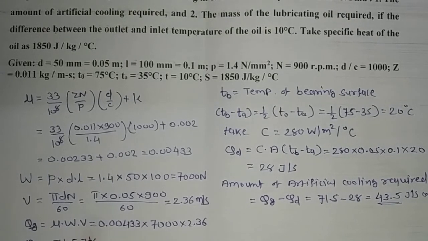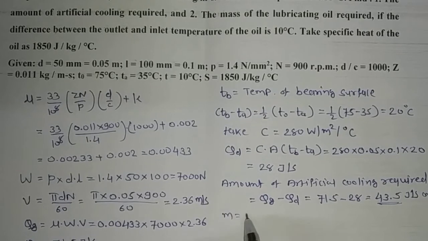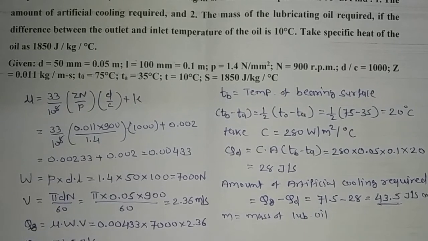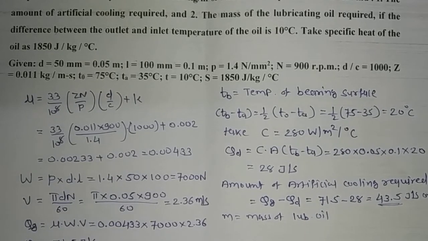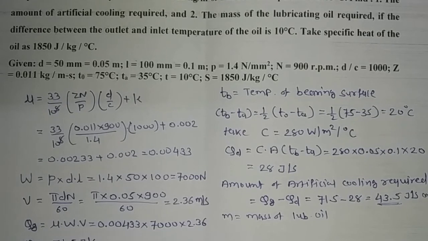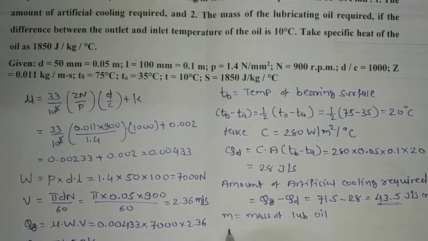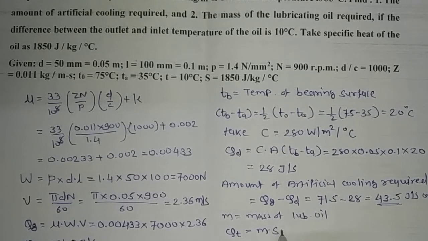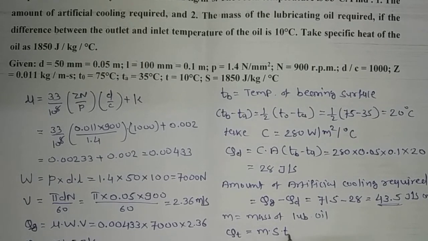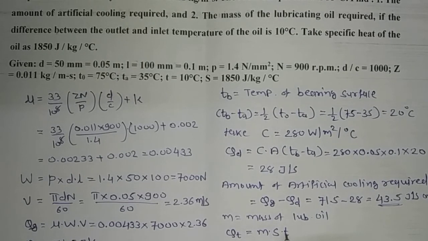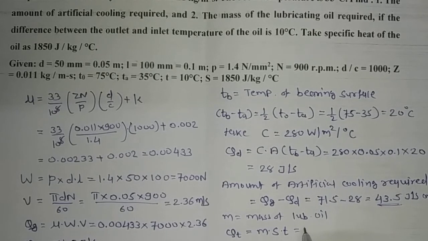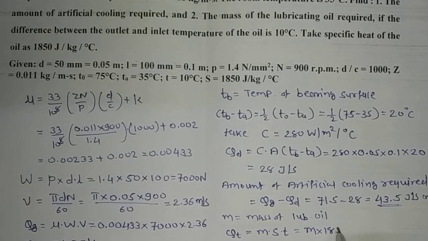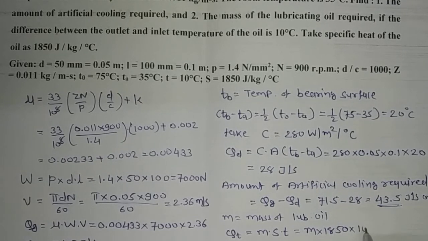Okay, so let M be the mass of lubricating oil. We know that the heat taken away by the oil is given by equation Qt. So Qt is equal to M into S into T, where M is the mass, S is the specific heat of oil, and T is the temperature difference. So we have to find M. Specific heat is equal to 1850 and temperature difference is 10.